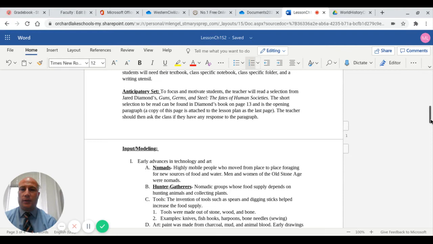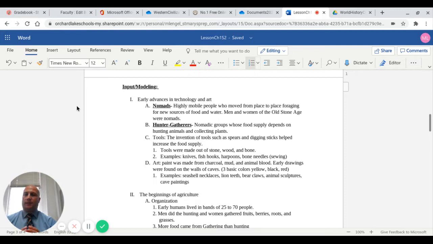Roman numeral 1 says early advances in technology and art. Most people that lived during this time were nomads. They were nomadic. They were highly mobile people. They moved from place to place looking for new sources of food and water. Now, when we talk about the Old Stone Age or the Paleolithic times, most of the people there were nomadic. When you think nomadic, you're generally thinking also hunters and gatherers. Hunter-gatherers are nomadic groups whose food supply obviously depends on hunting animals and collecting plants.